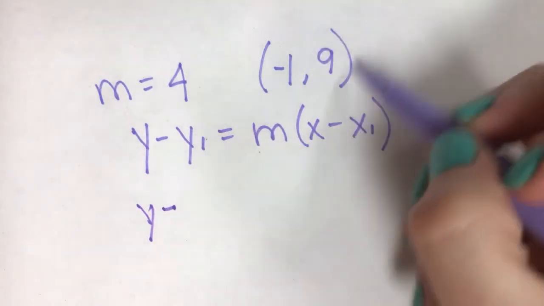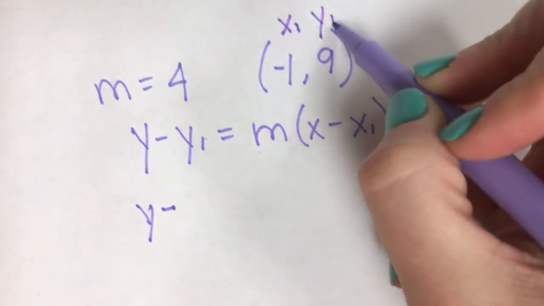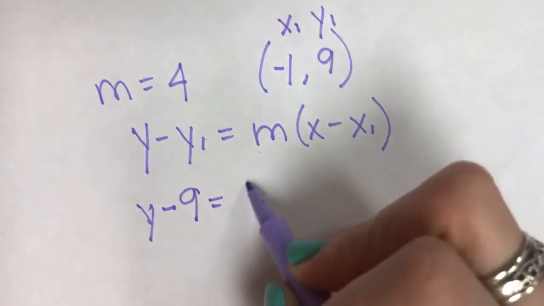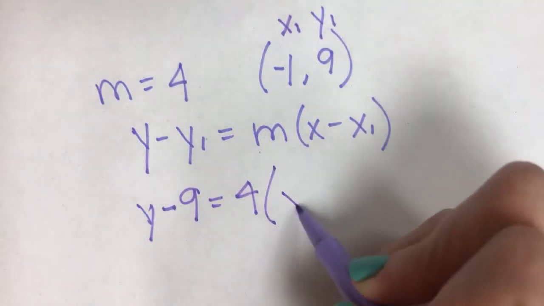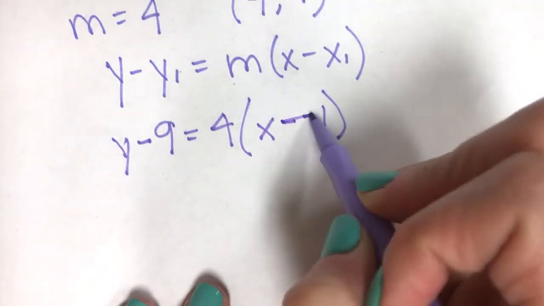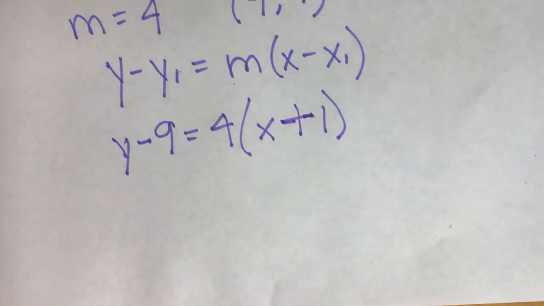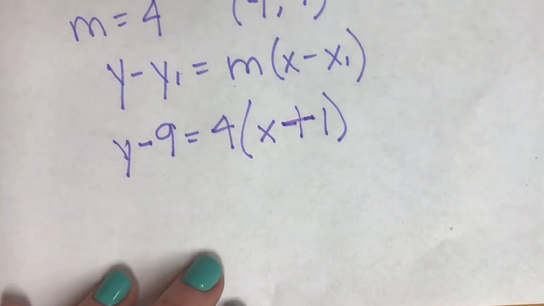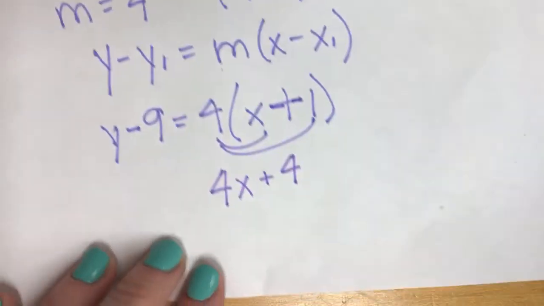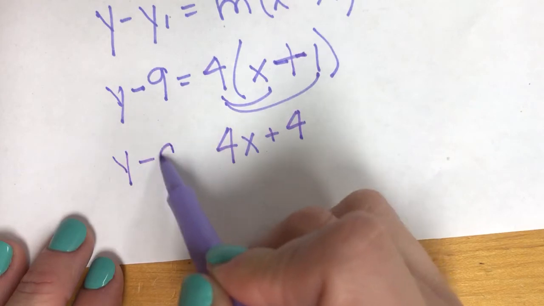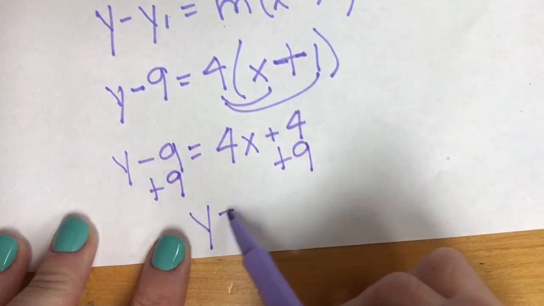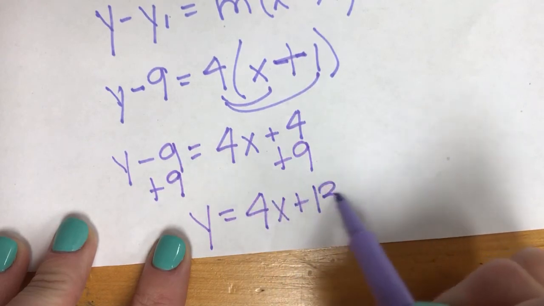Y minus my y coordinate, right? This is an x sub 1 and a y sub 1. So y minus 9 equals 4 times x minus x sub 1, which is -1. So two negatives make a positive, right? And when we write equations of lines, we don't leave them in this format. So we would distribute, so we get 4x plus 4. And then we'll undo subtraction with addition. And so our final answer would say y equals 4x plus 13.